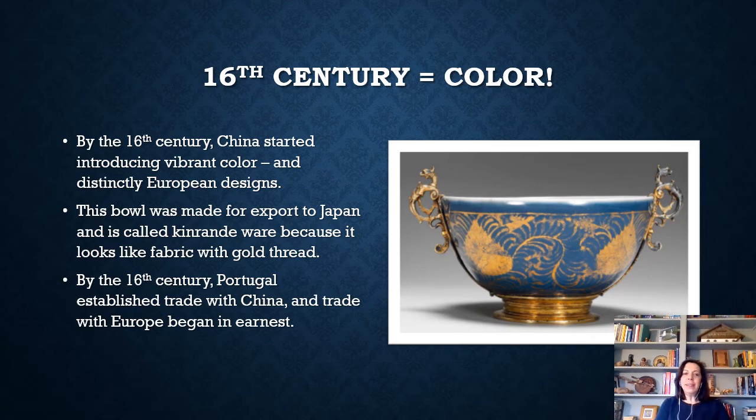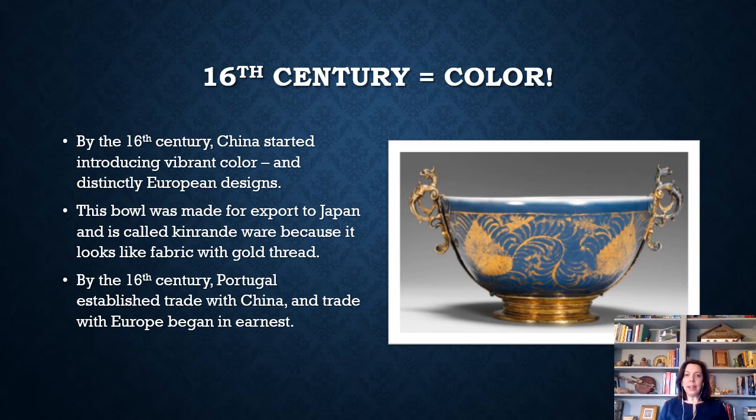So by the 16th century, this is when trade in Europe and trade across the world is really starting to pick up with China. China decides to up their game, and specifically because more people were starting to copy the white porcelain concept. So China in the 16th century said, hey, we'll change it up. We'll start doing vibrant colors. And if you look at this, you probably would guess it was made in Europe somewhere. It's not. It is made in China, and it actually was made for export to Japan.